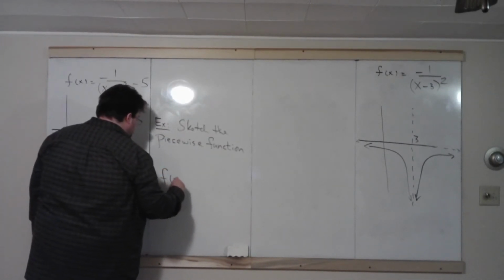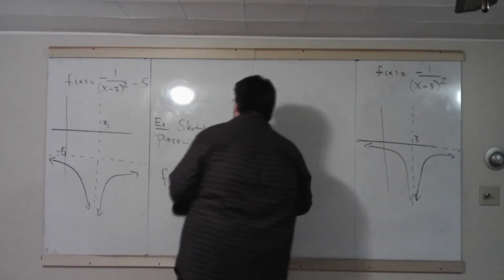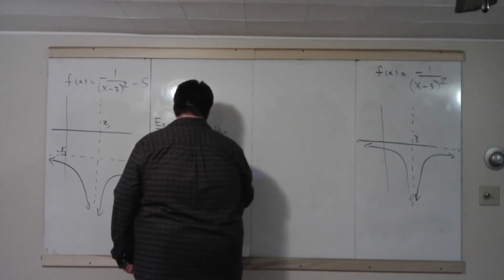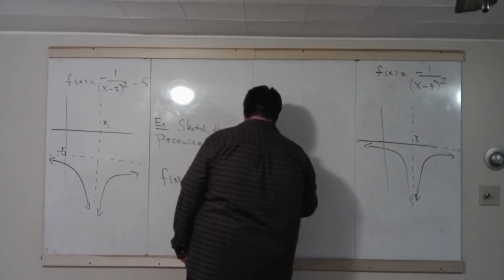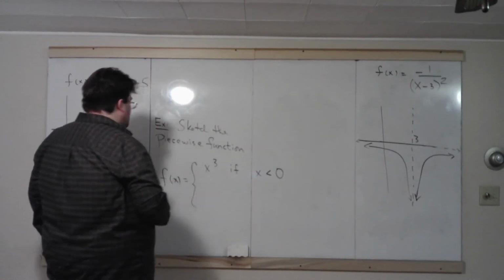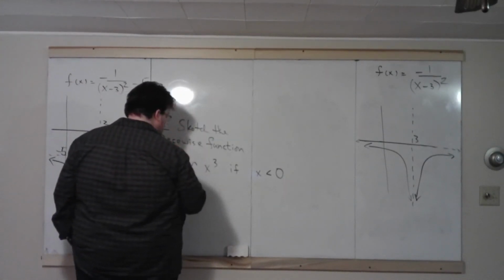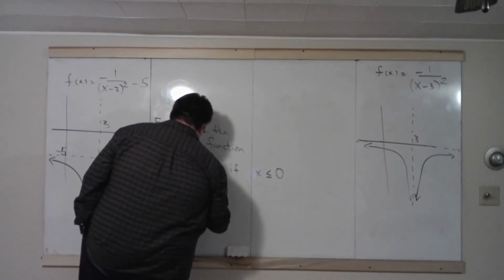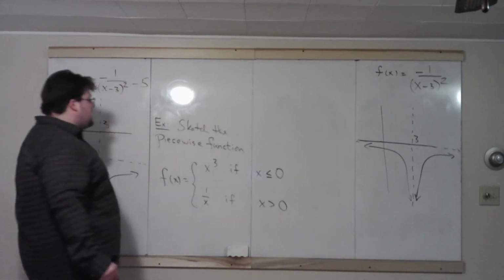F of x equals what? Pretty good bracket. What do we have? Let's see. Let's do x cubed if x is less than 0. And what else do we have? Cosine x, I guess we haven't seen that one. Let's do this. If x is less than or equal to 0, and let's do 1 over x if x is greater than 0. So sketch this piecewise function.